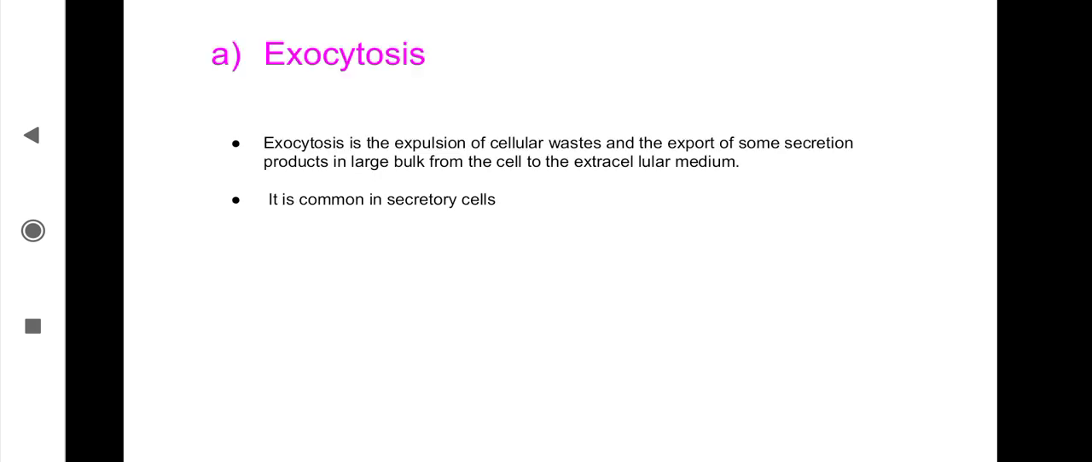First of all, we discuss exocytosis. Exocytosis is the expulsion of cellular waste and export of some secretory products in large bulk from the cell to the extracellular medium. It is common in secretory cells. Exocytosis is a relatively simple process occurring with the active participation of Golgi bodies.